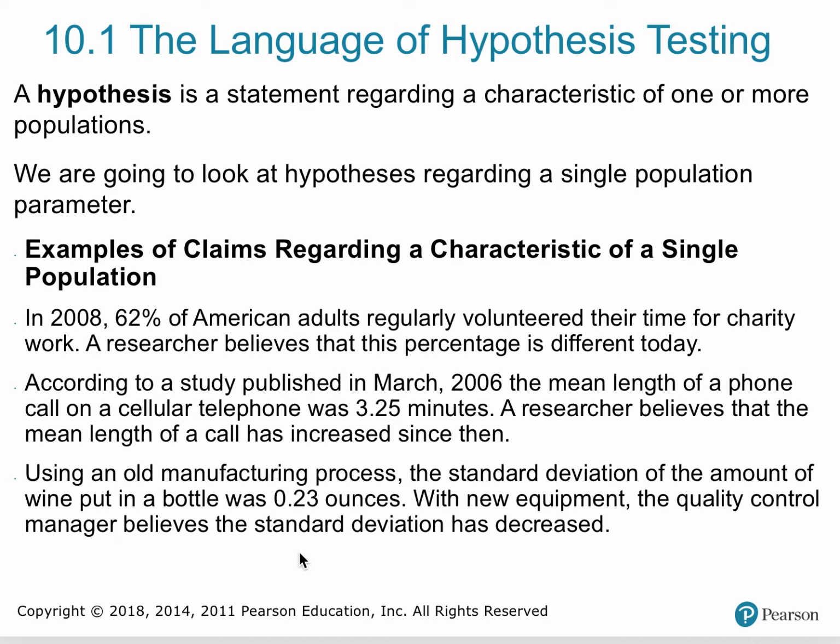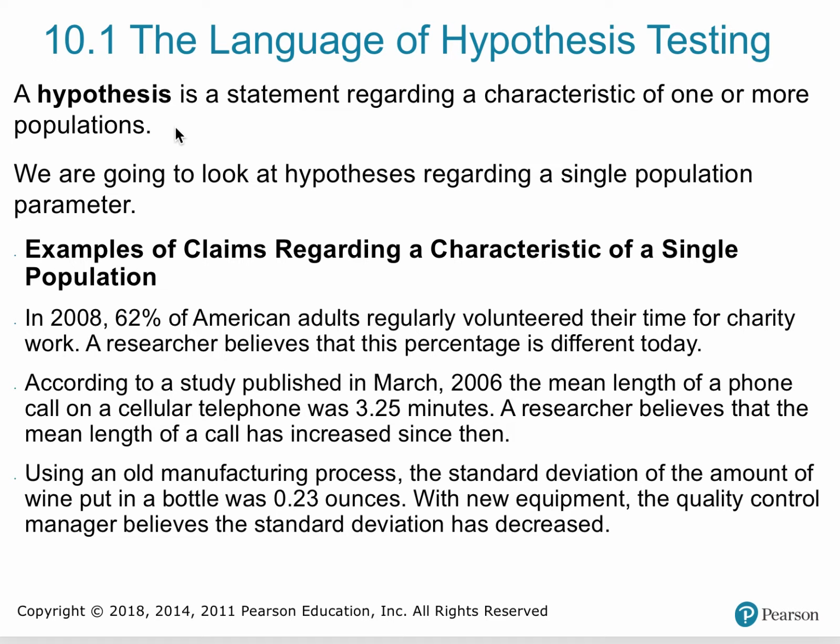Okay, Chapter 10, Hypothesis Testing. So in Chapter 9, we mentioned that there's two types of inferential statistics, estimation and hypothesis testing. So we already discussed the procedures for estimating the population proportion and the population mean. So now we're going to talk about hypothesis testing.